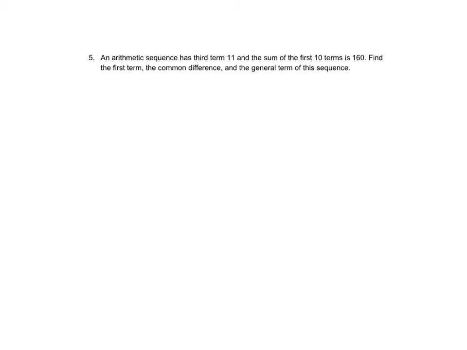Number 5. An arithmetic sequence has the third term of 11. The sum of the first 10 terms is 160. Find the first term, the common difference, and the general term of the sequence. That means the general term formula.